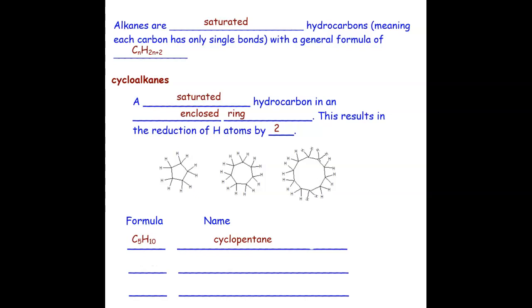Pause for a moment and try to name the next two. Hopefully you came up with cycloheptane, 7 carbon atoms, and cyclodecane, 10 carbon atoms. The hardest thing for me when naming these is keeping track of where I started counting.